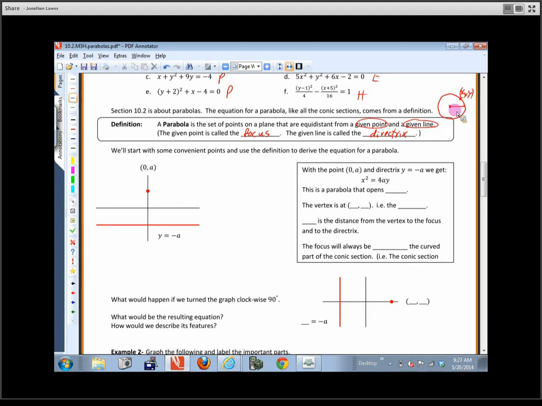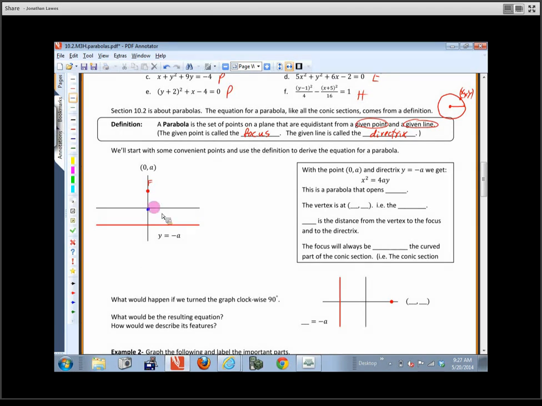So here's the focus right here, and here's the directrix. Now, for convenience sake, and in this particular notation, I'm going to put the center right here. This is going to be the vertex. I'm going to change colors so we can keep track of this. That point right there is a point that satisfies the definition. It's the same distance from the point, the focus, as it is to the line, the directrix. Does everybody agree that that point right there satisfies the definition? It is the same distance from the focus as it is to the directrix. That's the easy one. Is everybody okay with that?